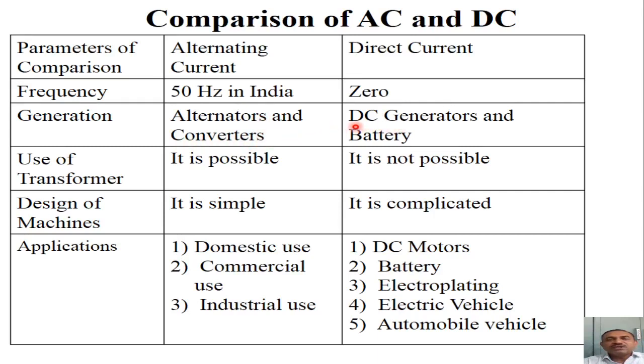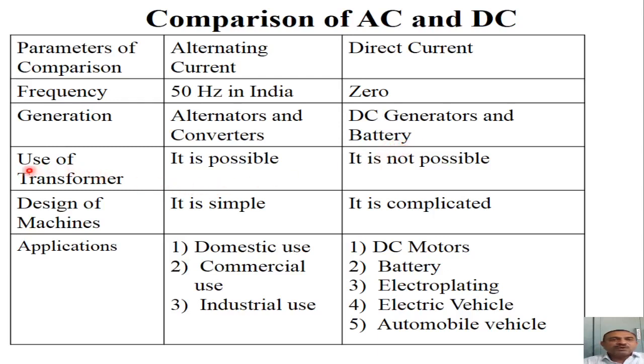For direct current, we can get the direct current from the DC generator, which again converts mechanical energy into electrical energy, producing the direct current as the output. Another device, which is the most important source of the direct current, is the battery. Battery is the combination of a number of cells. Cells produce a minute DC voltage which we can increase in its value as well as its magnitude.